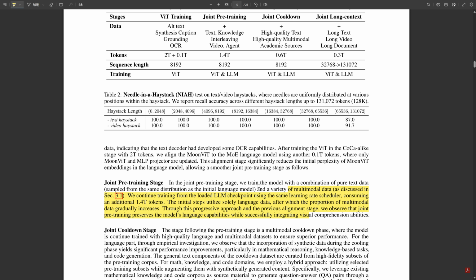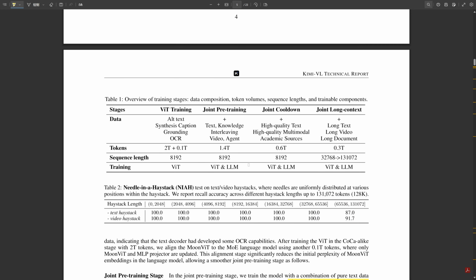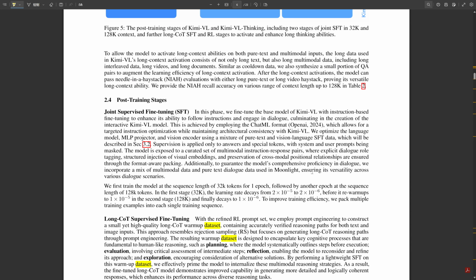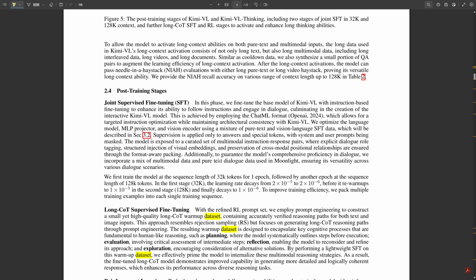All right, so that's a really comprehensive training pipeline, but all of this effort should hopefully translate into good performance. And the report does show that Kimi-VL performs really well compared to other vision language models. What are some of the key takeaways from the evaluations? The evaluations are really impressive.